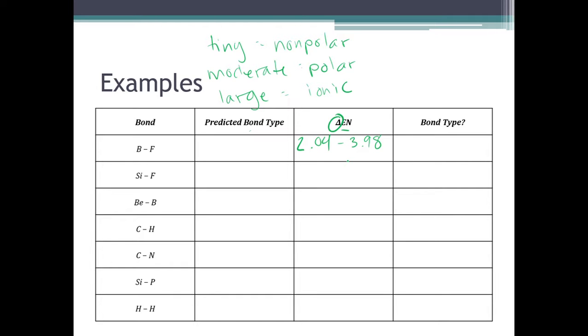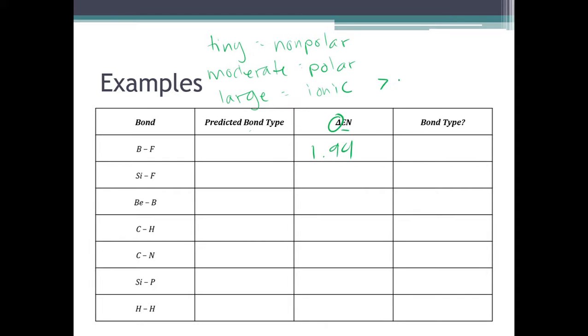For our purposes, you can just go ahead and do absolute value. So this is going to give you 1.94. I think I said 98 a second ago. It should be 94. This number doesn't have a very real application. There are no units for this number. It's just sort of to give us an idea of how different this bond is. And actually, it's pretty close to being considered ionic. This is almost big enough to be ionic.